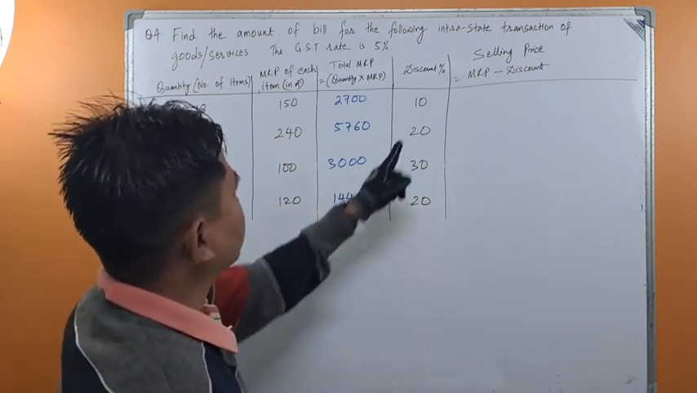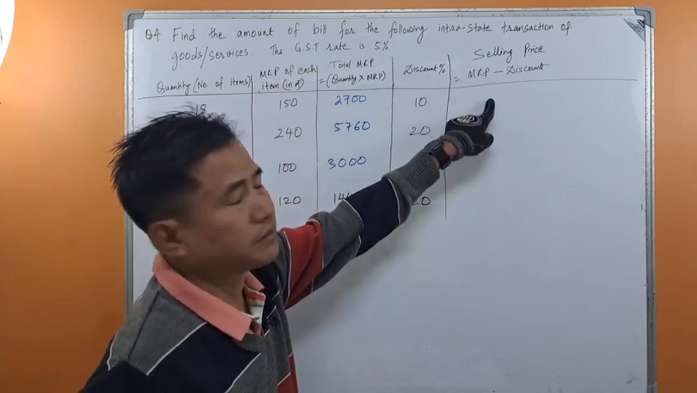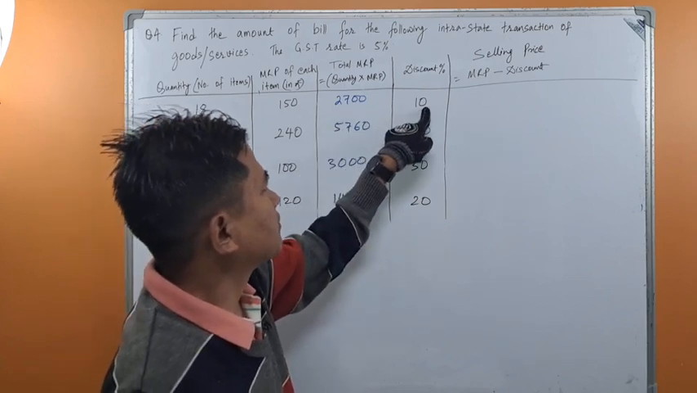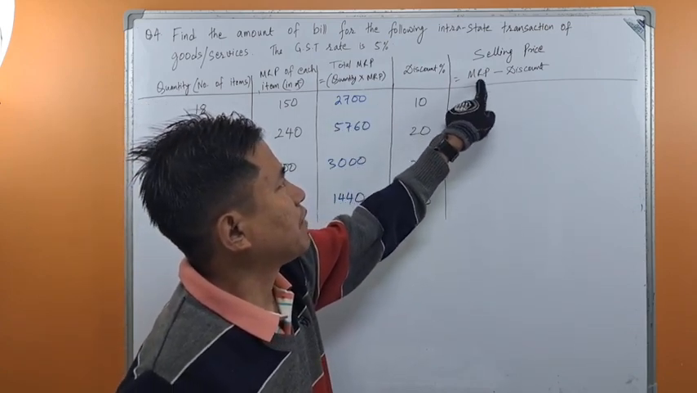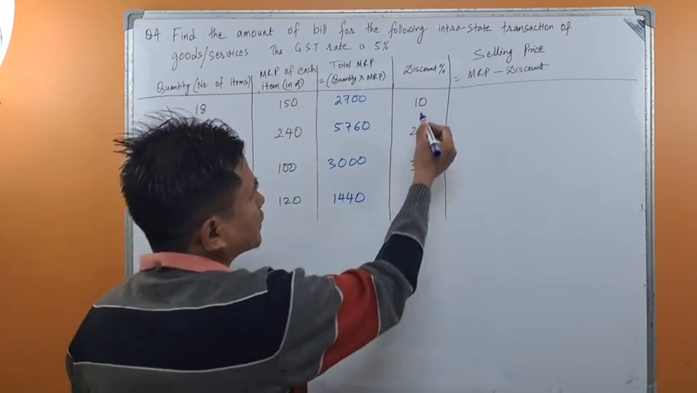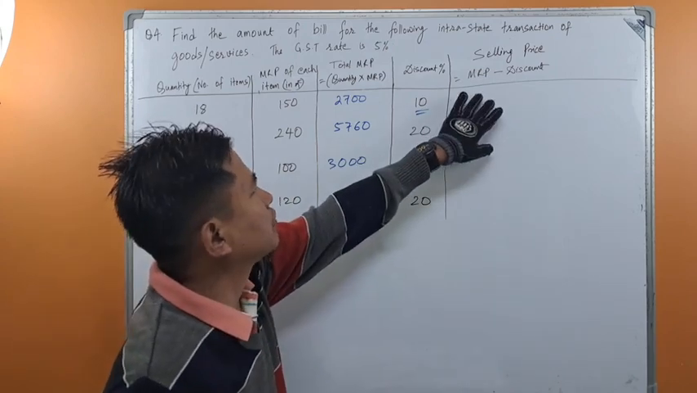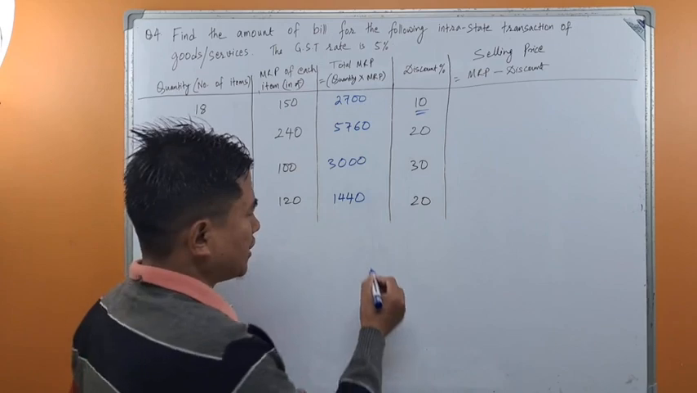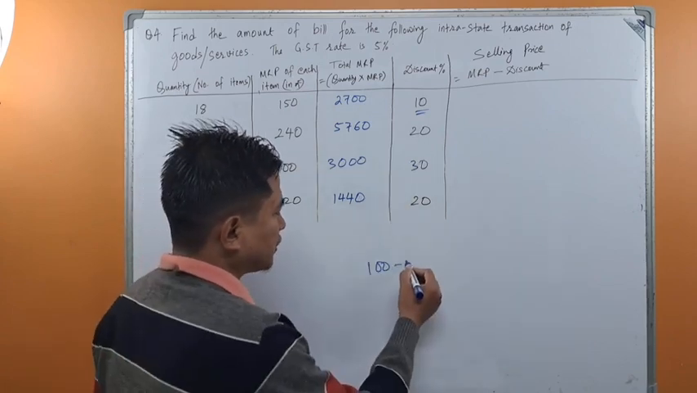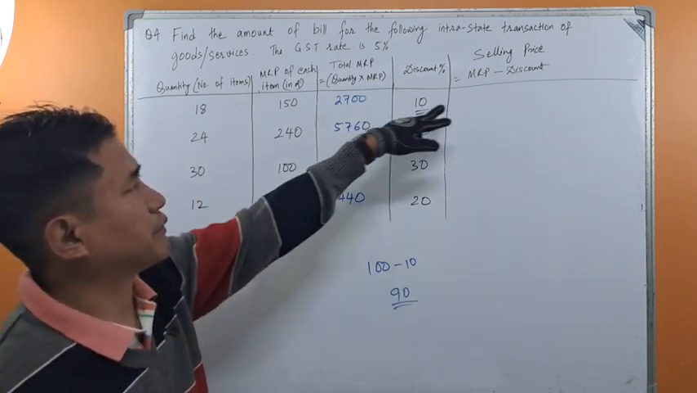Okay, now discount percent is 10%. So what will be the selling price, isn't it? Total MRP is 2700, discount is 10%, and what will be the selling price? MRP minus discount will give us selling price, isn't it? So since discount is 10%, selling price will be 90% of 2700, because from this 100%, 10% is given as discount. So the remaining 90% will be the selling price, isn't it?